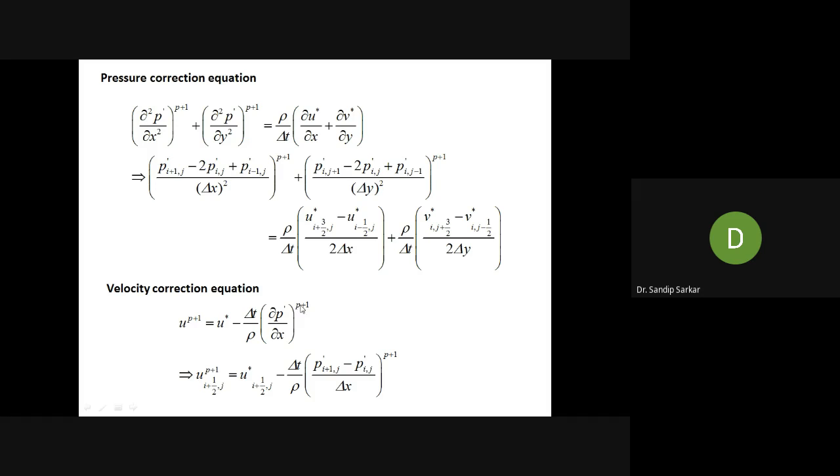We derived this in the last class. If you discretize this equation, U at n plus 1 at i plus half, j equals U star at i plus half, j, because you are discretizing at the i plus half, j grid points, minus delta t by rho times P prime at i plus 1, j minus P prime at i, j by delta x. I have discretized it as a forward difference. If you want to discretize by central difference, you can also do that, but here I have given a forward difference, with the P prime difference divided by delta x.